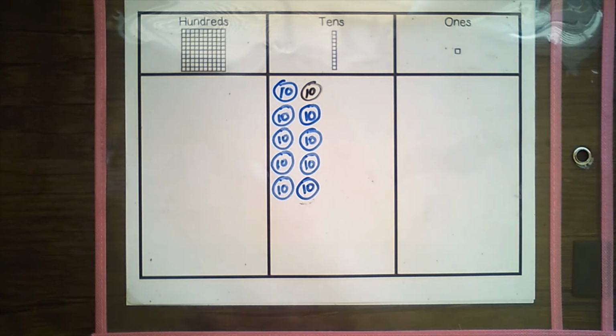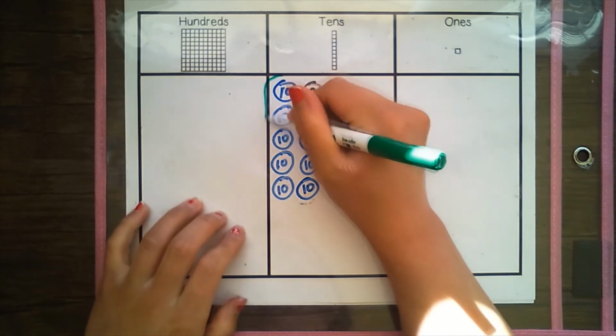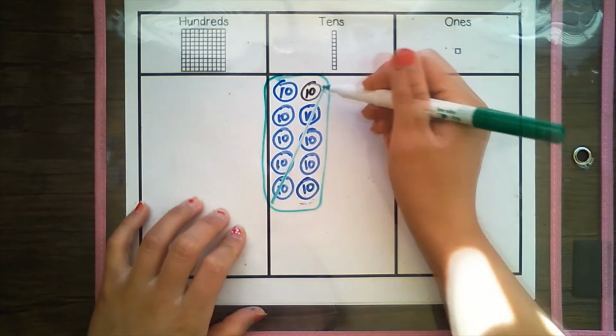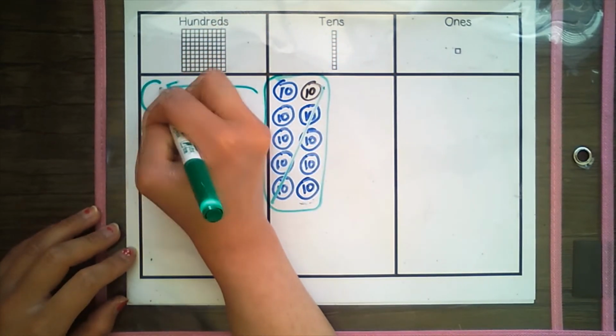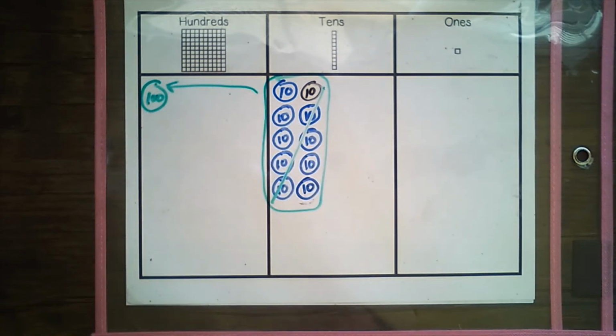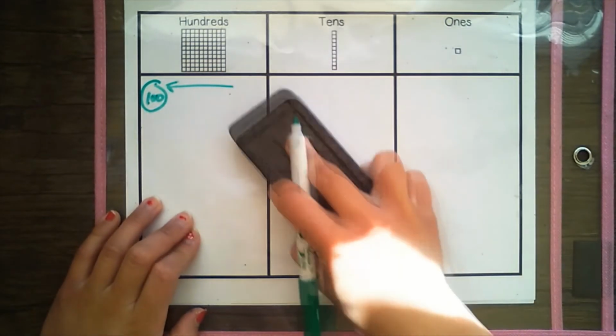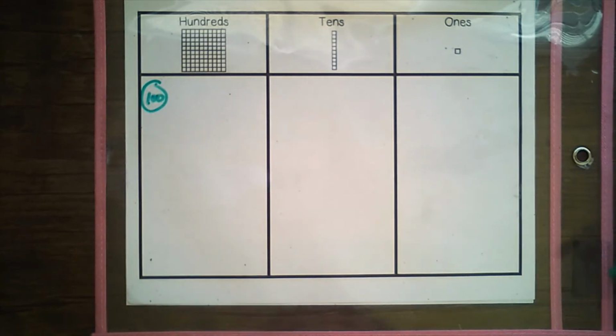Great job, my friends. We can make 100. Let's make that trade, okay? So let's go ahead and box it in, cross it out, move it over so that we have 100. Great. And then just because I have a whiteboard, I'm going to erase that so we don't get confused.